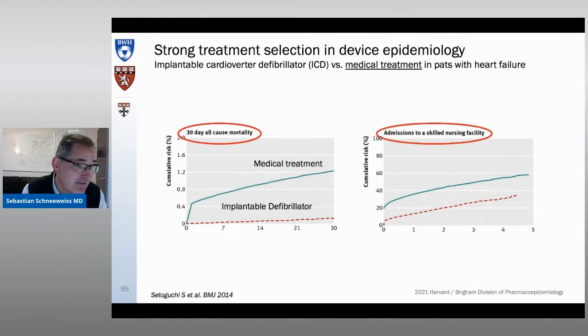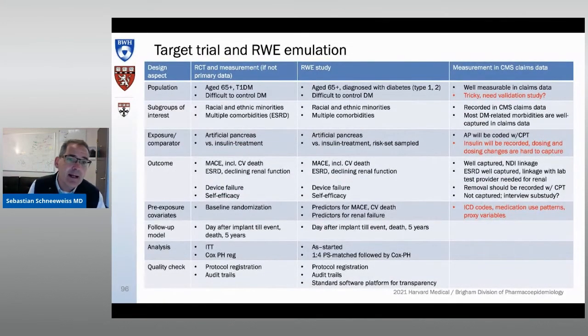You could argue, well, the ICDs are so powerful and therefore people don't die, which is why we turn to the right side where we look at admissions to skilled nursing facilities, and we see exactly the same picture. This enormously strong selection towards healthier patients receiving the device is the challenge that we need to overcome in our example. Next slide, please. So this is now my attempt to design a study in order to fulfill Steve Farmer's wishes for additional evidence. Let's go step by step. Next slide, actually.